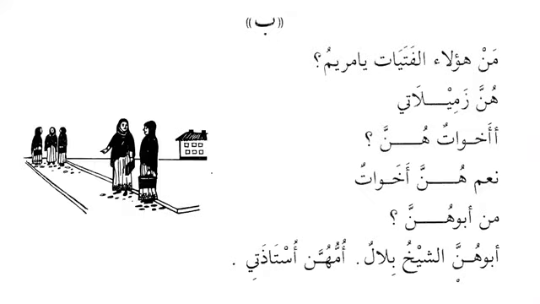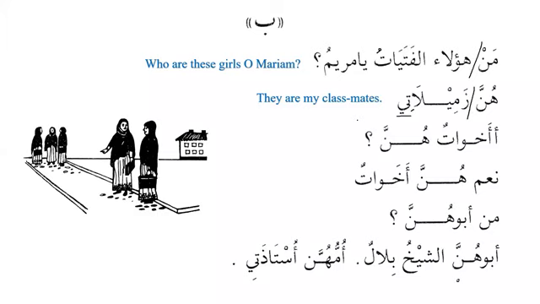Let's begin our lesson, part 2. And we know that this is about the sound plural for the feminine. Man ha'ula'il fatayatu ya Maryamu. So the question is, who are these girls, Maryam? Maryam says, hunna zamilatun, and the plural is zamilatun. Hunna zamilatun. And we know that when we have ya al-mutakallim, then it has to take kasra before it, so it becomes zamilati. They are my classmates. Excellent.